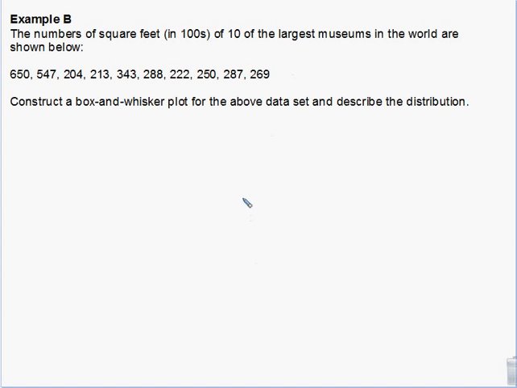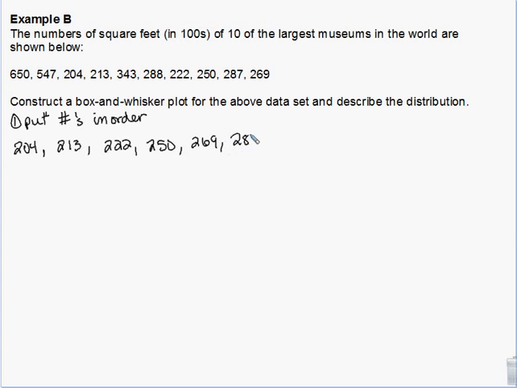Now we are going to construct a box plot on our own. So first we have to put the numbers in order. The numbers have to be in order for us to find the median and then the median of the medians. So we have 204, 213, 222, 250, 269, 287, 288, 343, 547, and 650.